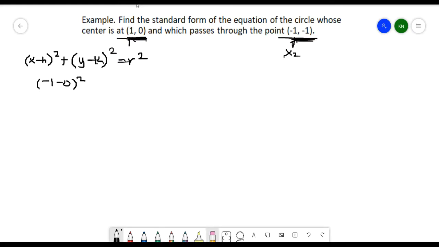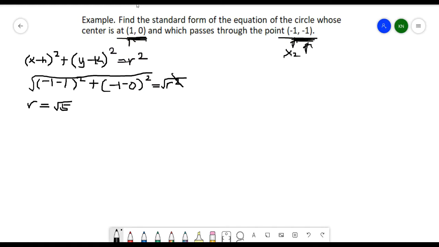So I'm sorry, this should be 1 plus y sub 2, which is this one, -1, minus our y sub 1, which is 0. So if you equate that one, that is r squared. But since we are looking for the radius, then we need to square root both sides. So if you try to calculate this, our radius is equivalent to square root of 5.